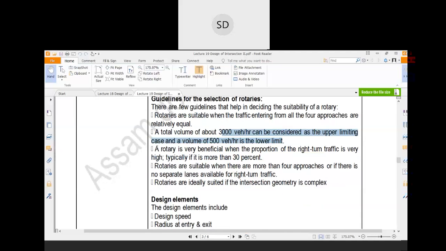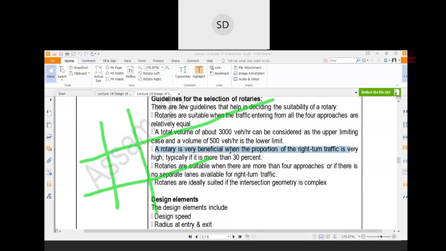A rotary is very beneficial when the proportion of the right turn traffic is very high. Typically, if it is more than 30%, right turn vehicles means the vehicles are moving in the right directions. For example, so basically these are the right turning vehicles. Okay, these are the right turning vehicles. Now, if the proportion of this right turning vehicle is more than 30%, in such cases, you can install the rotary.